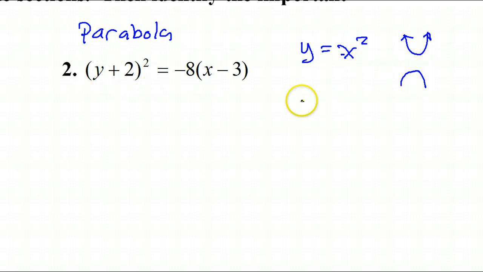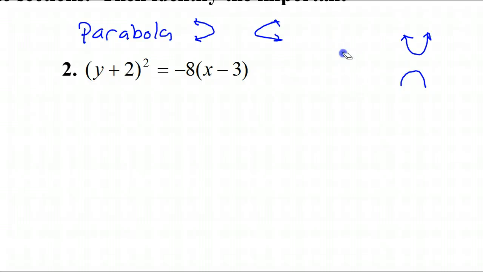So if the y is squared, that's unusual. That means it must be sideways like this, either like this or like that. One or the other, not both like a hyperbola. Now, which one is it?